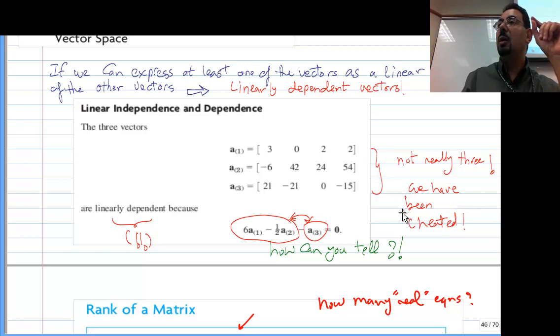So I'm saying we have been cheated. Someone handed us what looked like 3 by 3, but it's actually only 2 equations and 3 unknowns.